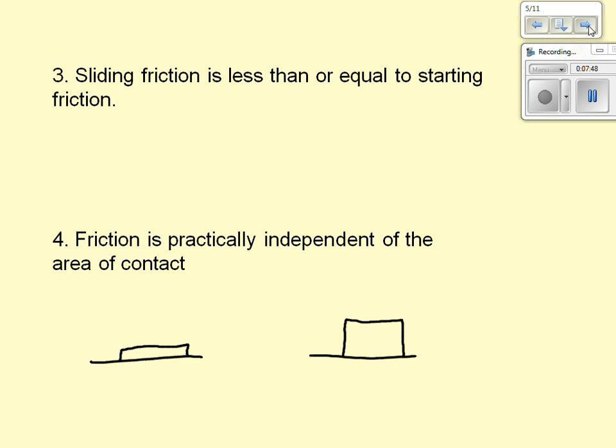The weight force is what matters. How heavy the book is. What's the force of gravity on the book? And it's the same whether it's like that or whether it's like that, right? So the common misconception is that the area of contact matters.